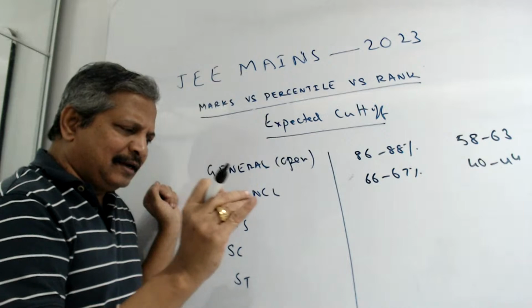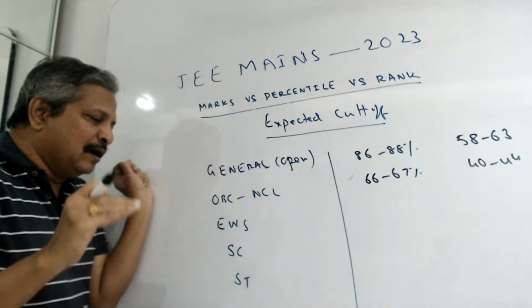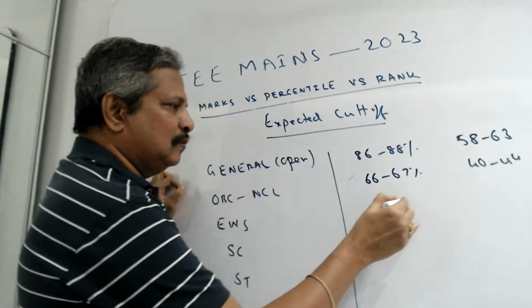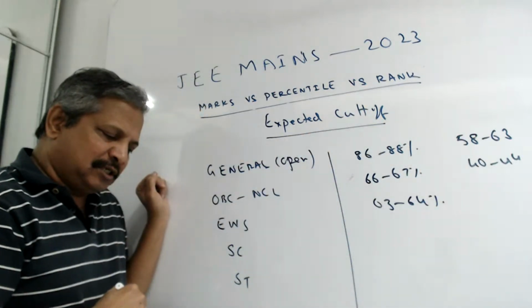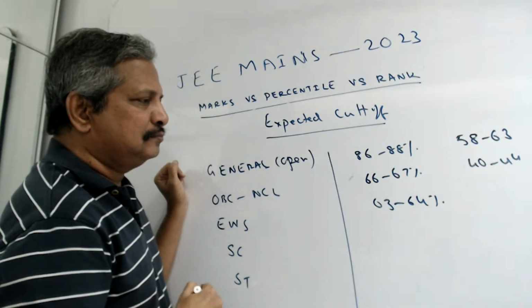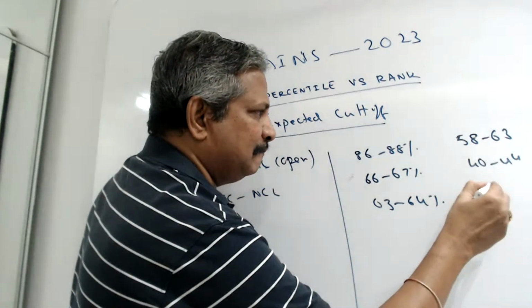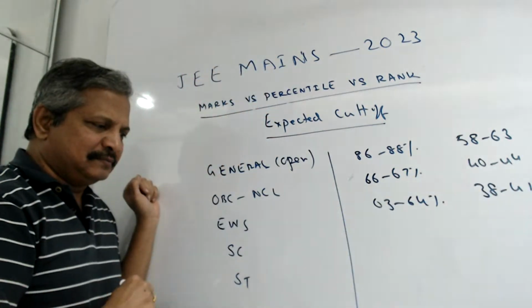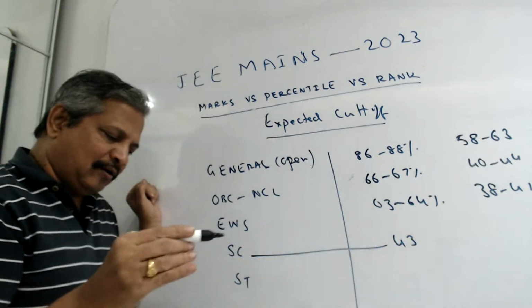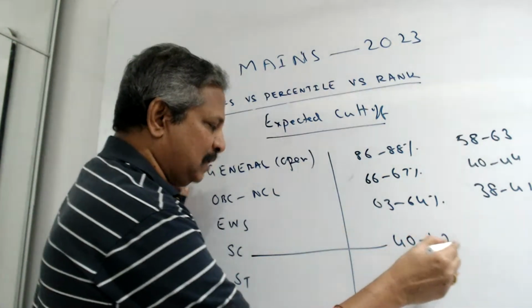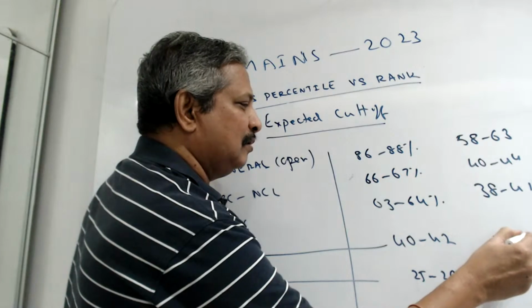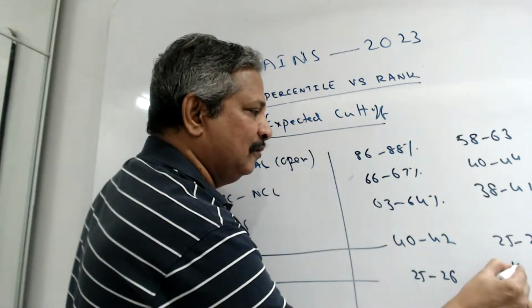Now, for EWS, economically weaker section, forward caste students only, who are below the income level, I am expecting 63 to 64 percentile. That is nothing but around 38 to 41 marks in today's paper. Whereas SC students' percentile should be around 40 to 42, and ST students around 25 to 26 percentile, and the marks would be 25 to 28 marks, and here 15 to 18 marks.